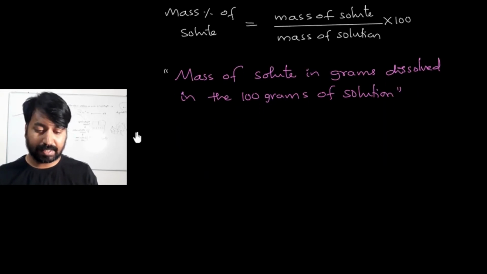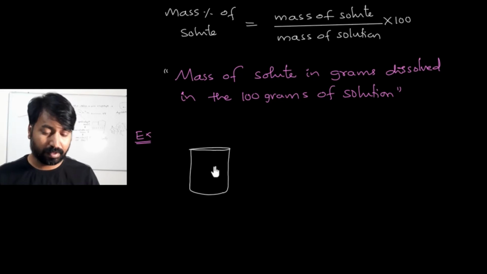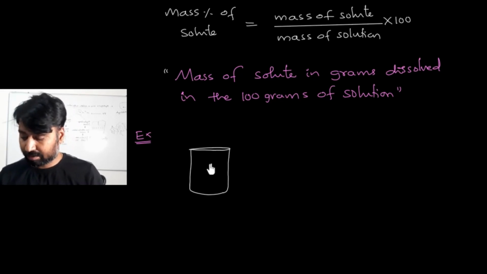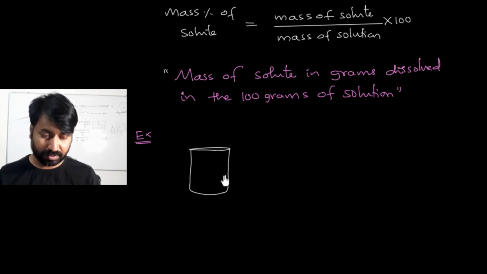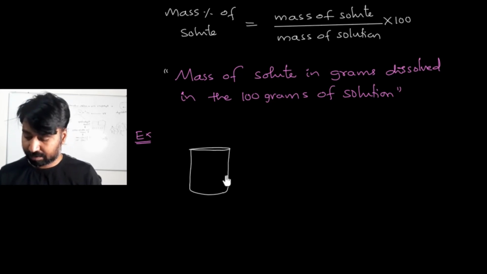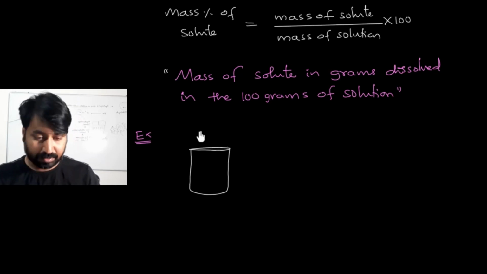Now let's take an example. We visualize with an example. Let me take a container. In this container, a certain amount of solution is there. The percentage of solute in this is 10%. Let me write the complete problem. They are saying: calculate the mass of sodium chloride.